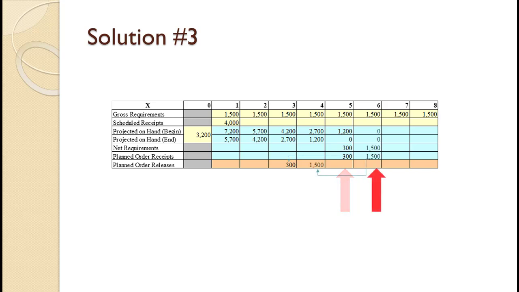For period 6, there's no beginning inventory and 1,500 are needed, so 1,500 are ordered, yielding no ending inventory. With lot for lot, once any inventory is exhausted, every period will look the same. Thus, periods 7 and 8 look exactly like period 6. No beginning inventory, net requirements equal to gross requirements, planned order receipts equal gross requirements, planned order releases equal gross requirements, and 0 ending inventory.